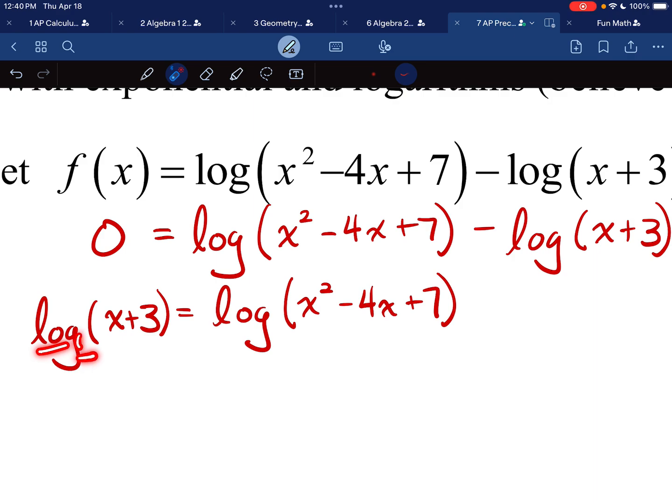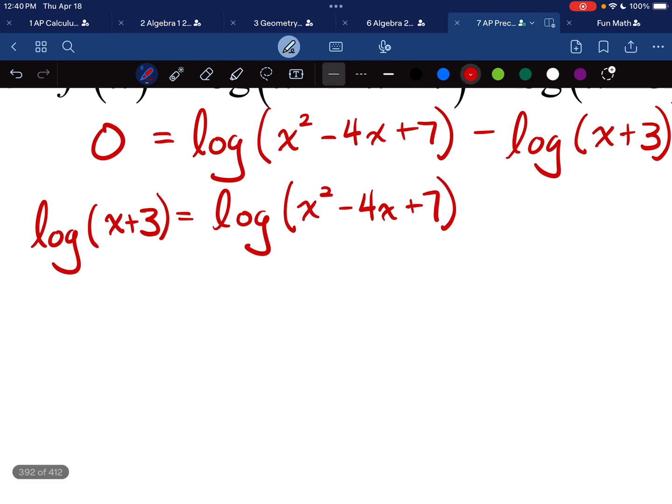Hey, if the outsides, technically it's a 10 down there, if the outsides are the same, then the insides must also be the same. And I can say, okay, therefore the inside, x plus 3, must be the same as the inside, x squared minus 4x plus 7.